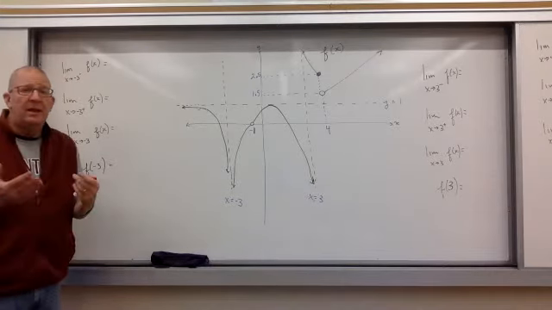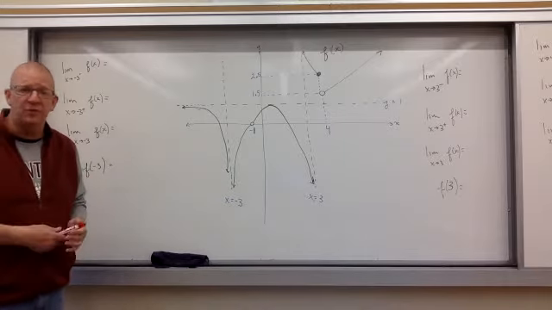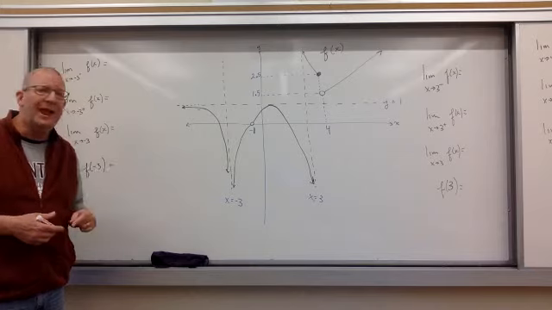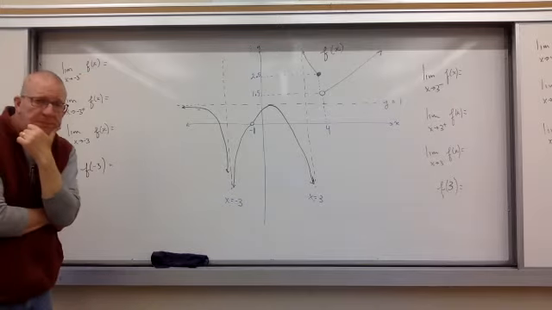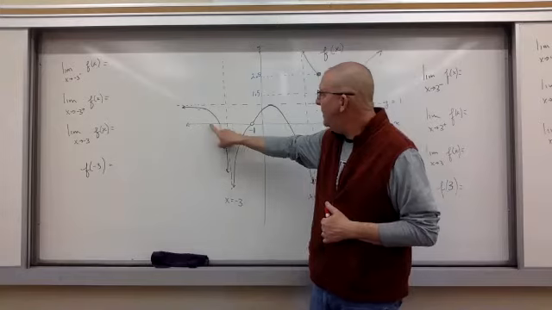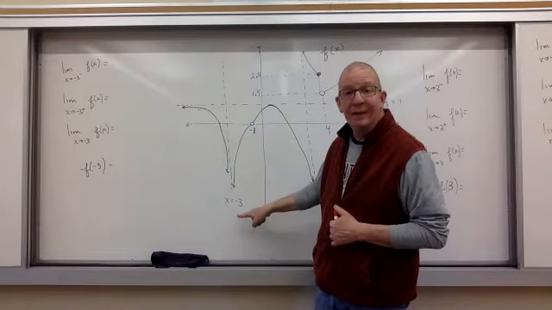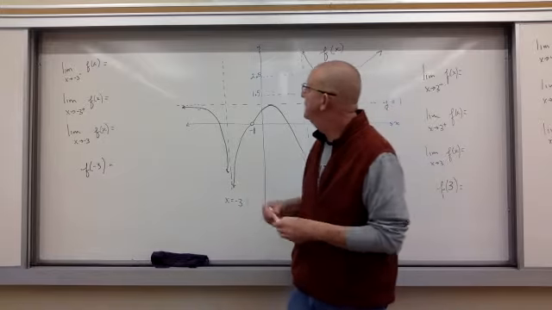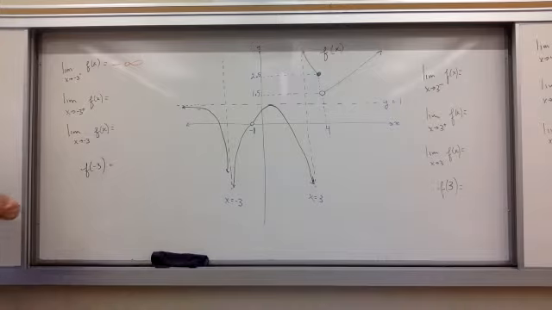Now again, don't try to copy this down. You can press pause and see if you can work these out on your own. But let's see what happens. The limit as x approaches -3 from the left of f of x. Let's see. I'm approaching -3 from the left. What is the curve doing? Oh, it's shooting straight down. That's right. -infinity.